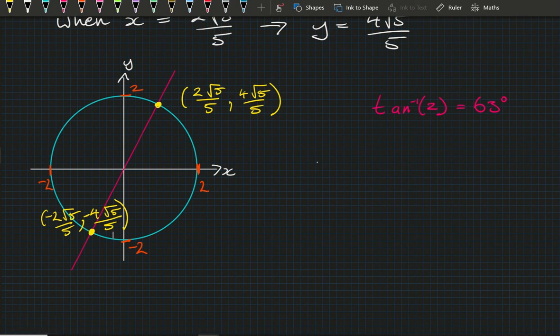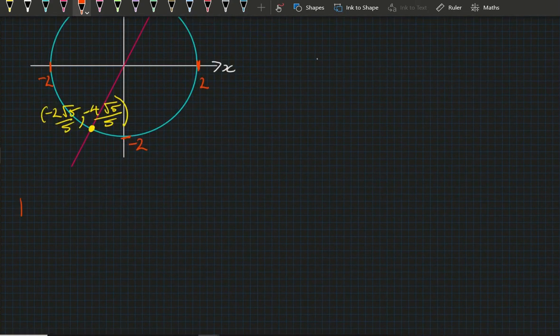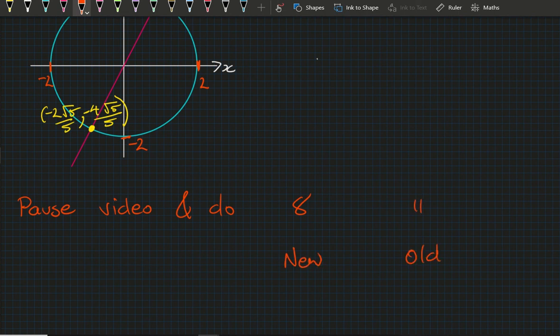So this may seem a little challenging to some of you, but it really isn't if you use the line to find the y. It's quite an easy substitution. So having said that, you should really pause the video now and do question 8 if you're working with the new book, or question 11 if you're working with the old book. And the exercise in your textbook has linear equations that are all going through the origin like that.